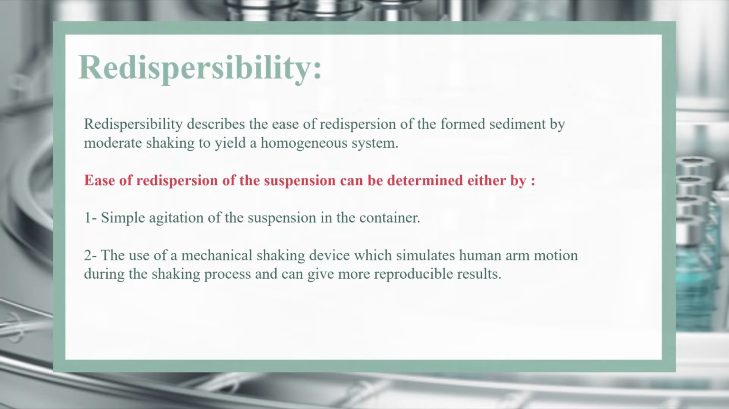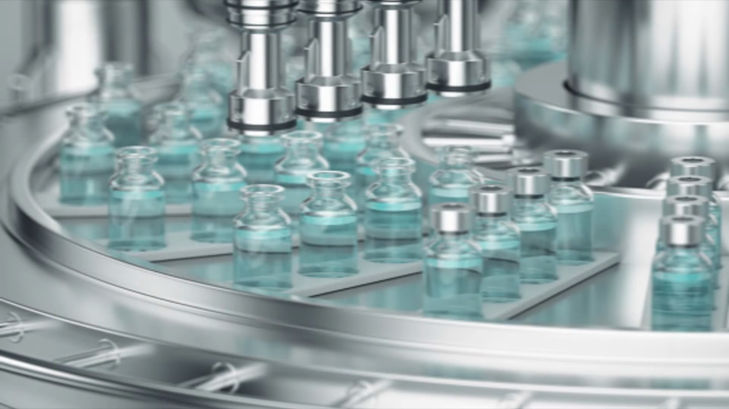Redispersibility test is another test used for suspensions. Redispersibility describes the ease of redispersion of the formed sediment by moderate shaking to yield a homogeneous system. Ease of redispersion of the suspension can be determined either by 1. simple agitation of the suspension in the container, or 2. the use of a mechanical shaking device which simulates human arm motion during the shaking process and can give more reproducible results.